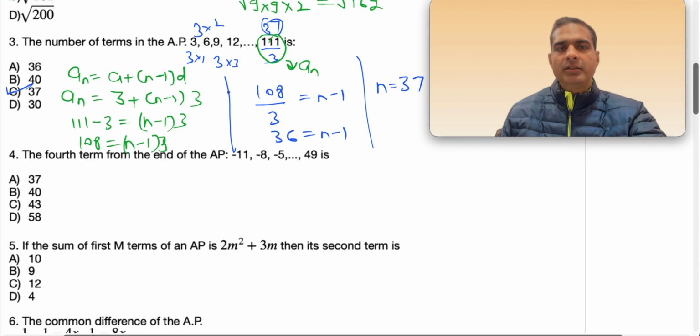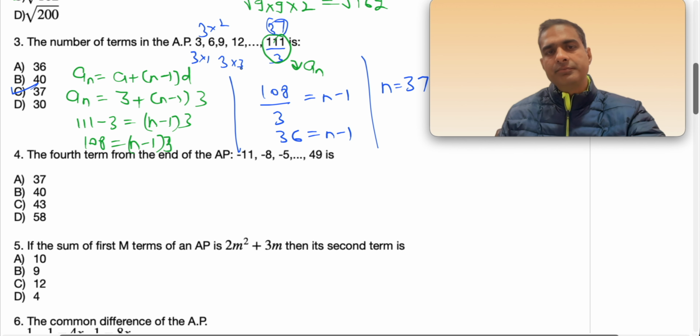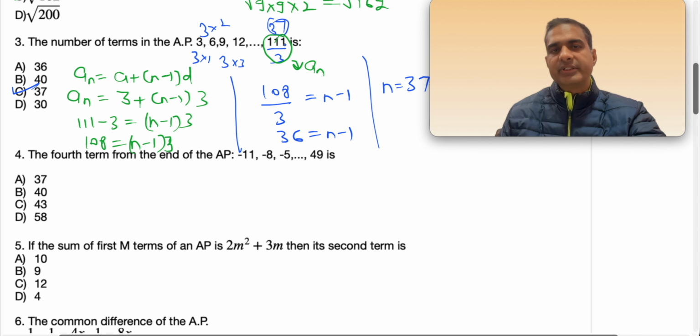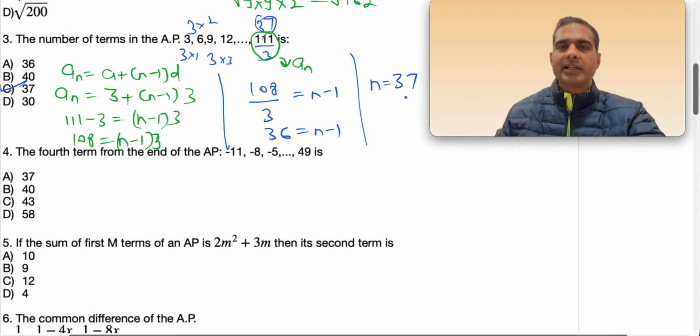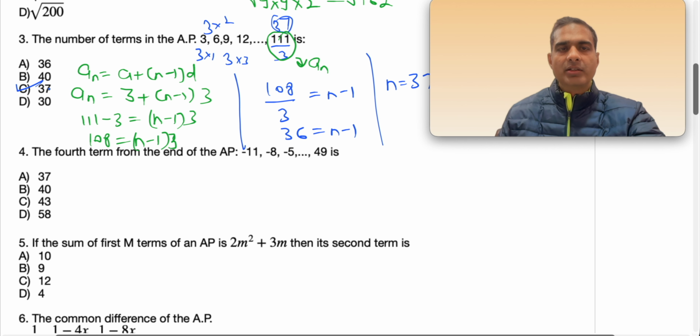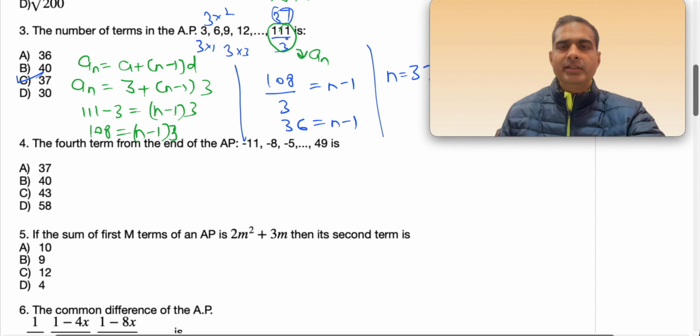So for applying the concept of arithmetic progression, what did we do here? We assumed the last term is an. So an is a plus n minus 1 d. We substituted the value of an as 111. A is 3, the first term is 3, n minus 1, and the common difference is 3. So we shifted 3 to the left hand side, we got 108 is equal to n minus 1 times 3, divided by 3, so n minus 1 is equal to 36. So the value of n came out to be 37. So the number of terms in this series is 37.